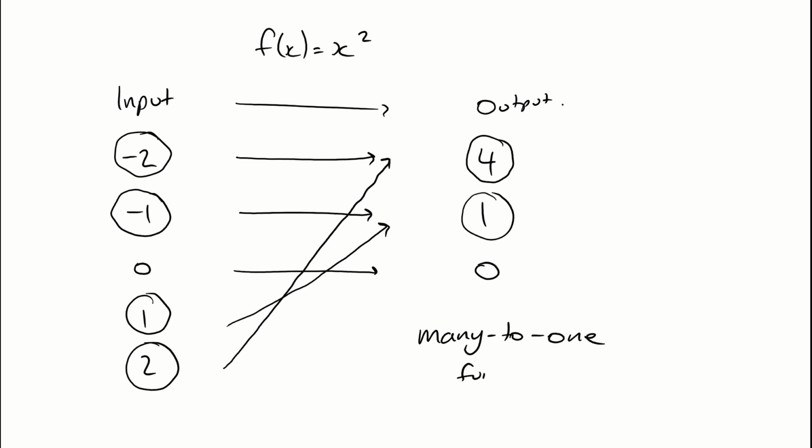So a many-to-one function, we have many values in our domain or our input section mapping to the same values in our range or our output section. So we call that many-to-one. So hopefully that helps clear up the difference between a one-to-one function and a many-to-one function.